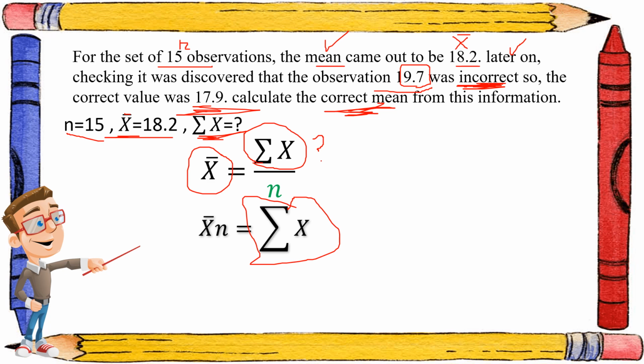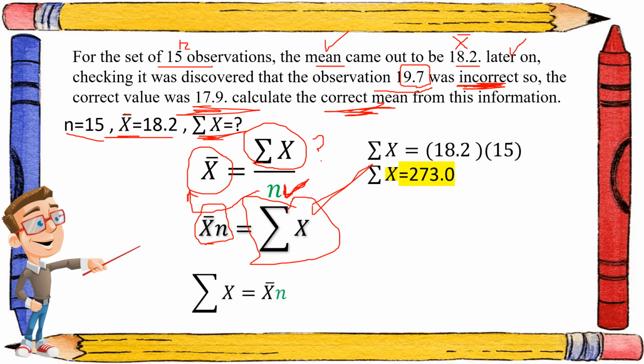Summation x is here, and n is dividing it. If we take n to the other side of the equal sign, it will change into multiplication. Simple mathematical rule: the thing that is dividing on one side of the equal sign will multiply if we take that thing to the other side. So we have taken n to this side and it will multiply by x bar. So the summation x is here alone, so now we can find this very easily.